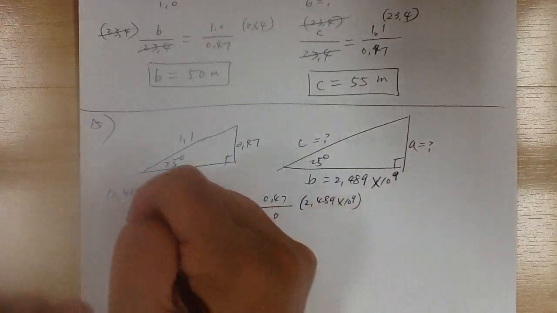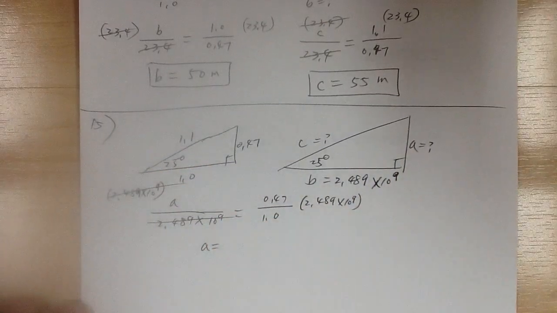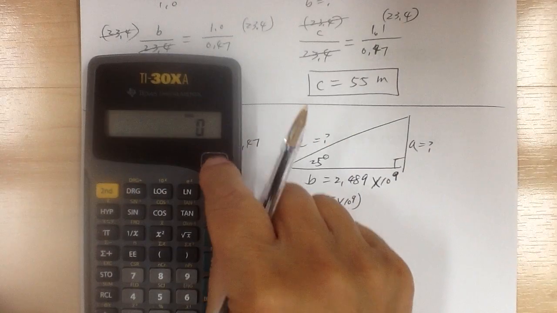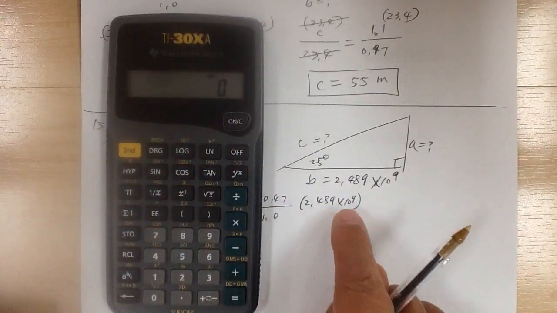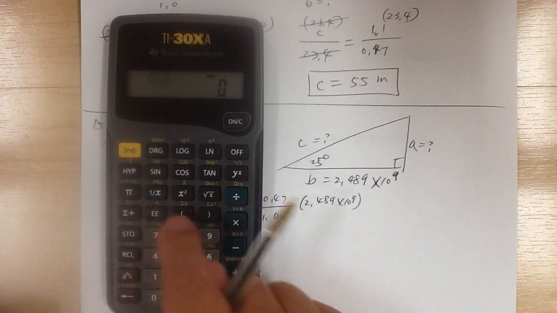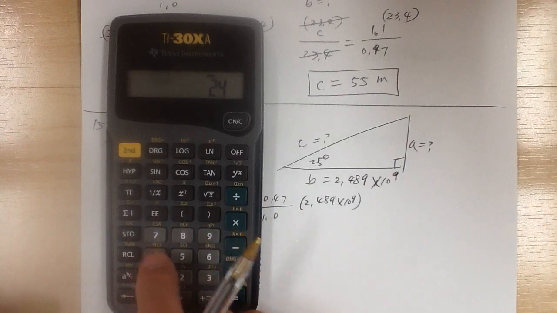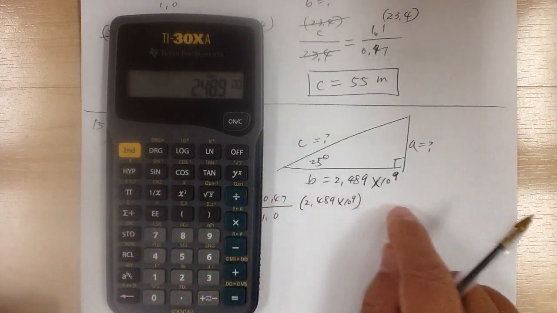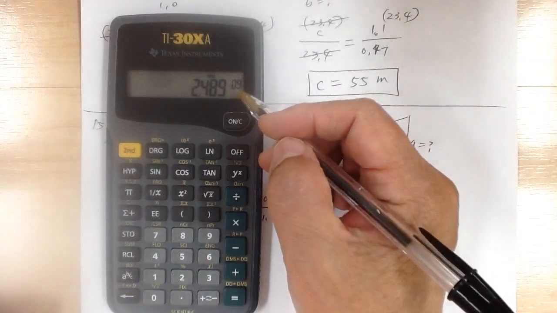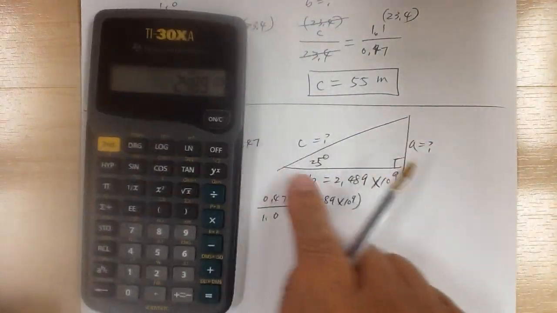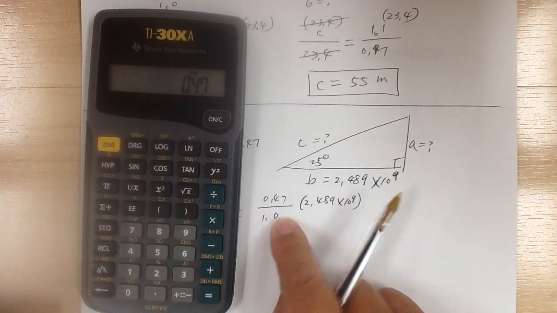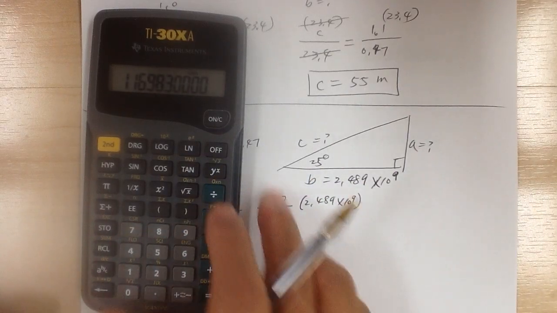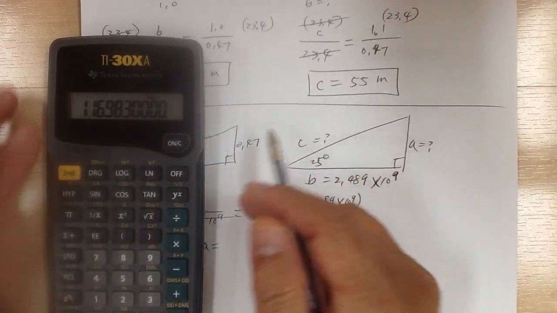This is scientific notation, so you need to know how to use that. It depends on the calculator. For this kind of calculator, I need to use the EE button. So I go 2.489 EE 9. That's how you enter it. Then I'm going to times it by 0.47, and dividing by 1 doesn't do anything. So just push equal.